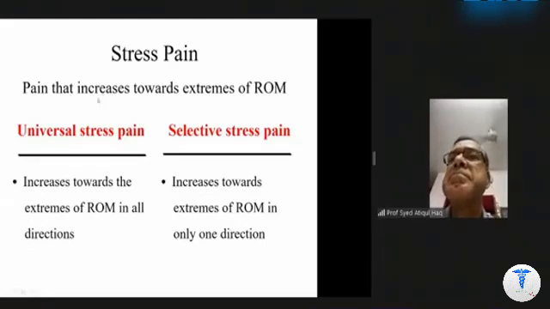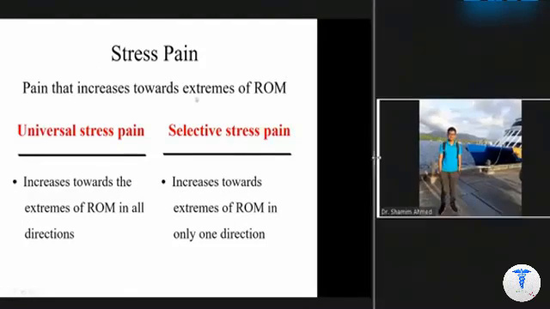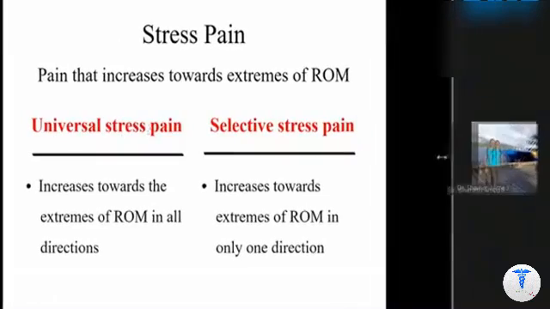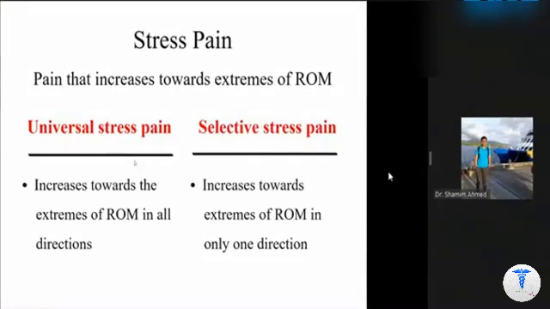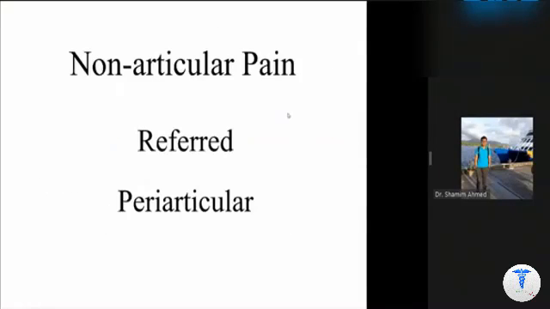Now, what is this stress pain? Stress pain is pain that increases toward the extreme range of movement. It is of two types. One is universal stress pain and the other is selective stress pain. Universal stress pain increases toward the extreme range of movement in all directions. That is, it may be both flexion and extension, and it is the surest sign of synovitis. That means universal stress pain is the surest sign of synovitis, and selective stress pain increases pain towards the extreme range of movement in only one direction. Now, non-articular pain may be referred pain or periarticular pain. Referred pain is the pain which is felt away from the site of origin.